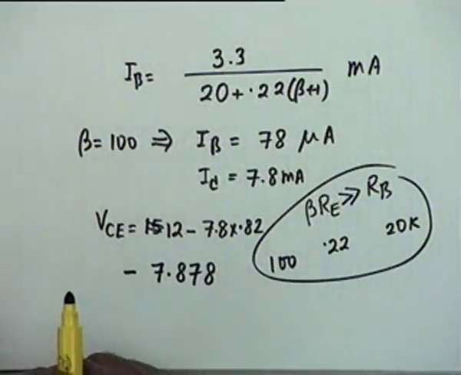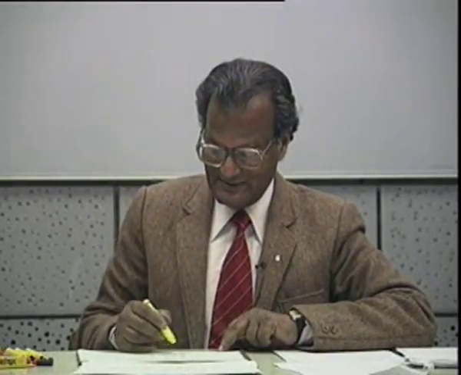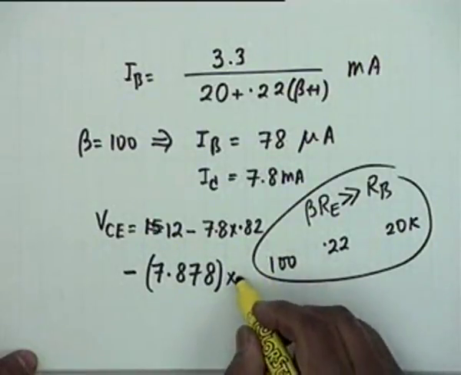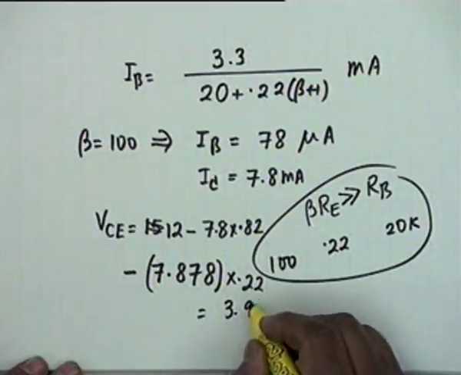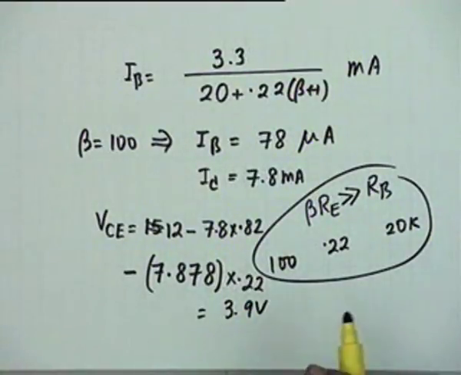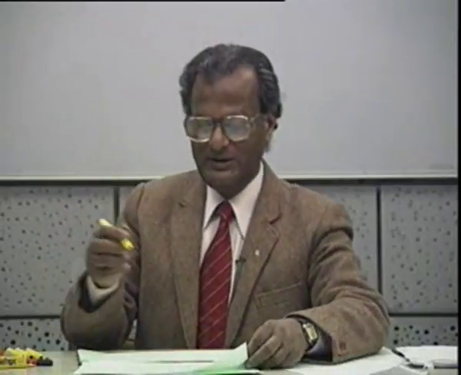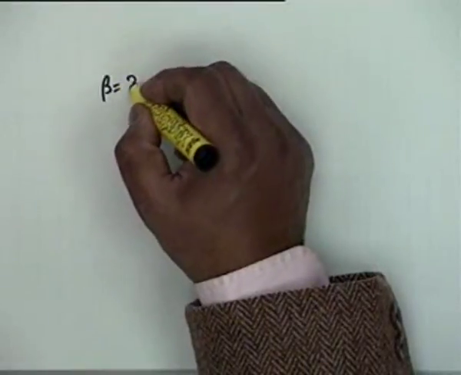Yes. Because IB plus IC, this multiplied by 0.22, and this comes out as 3.9 volt. That's perfectly all right. It's not a very bad operating point. Only thing is it may not be stable. Let's see what happens when beta is equal to 300.